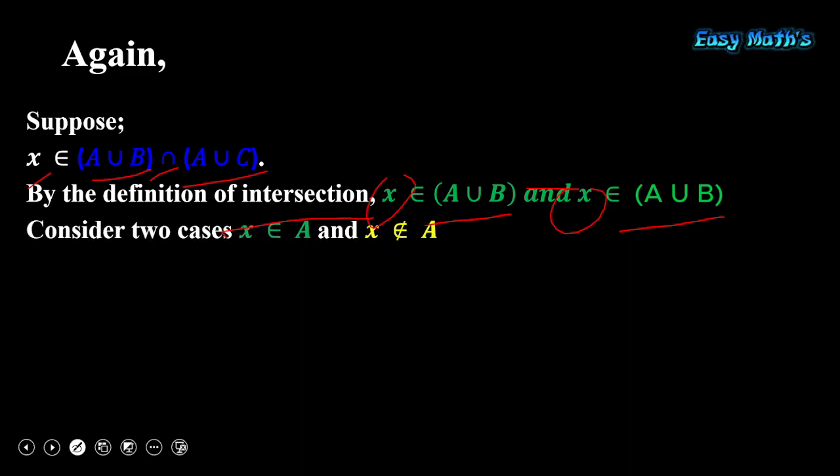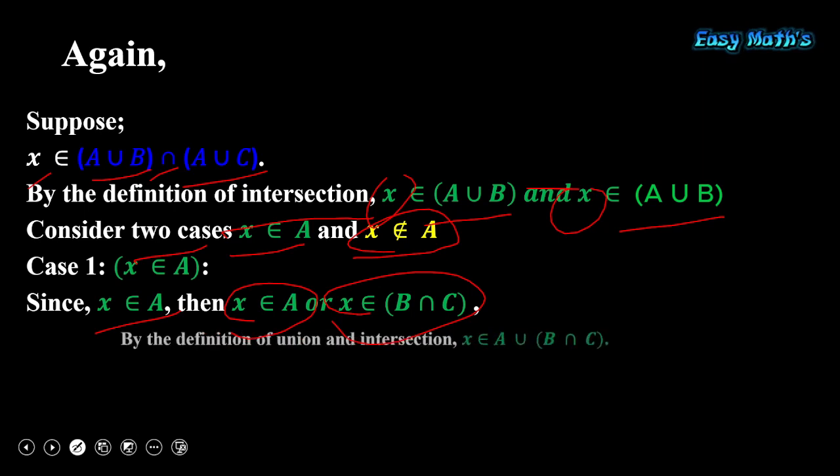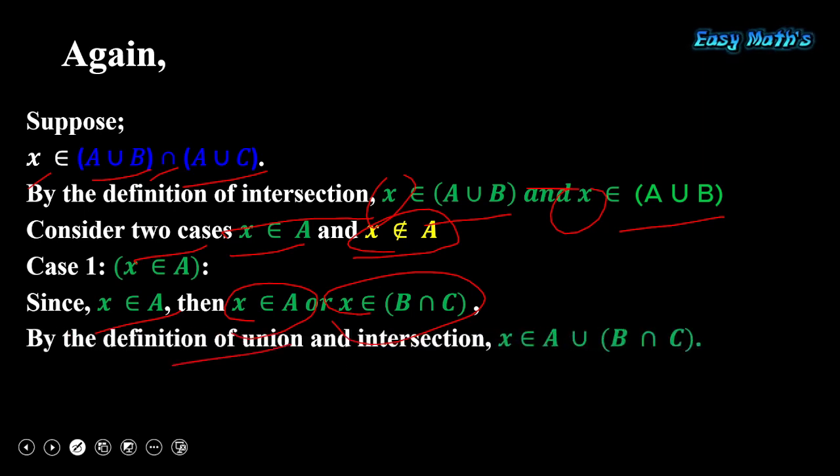So here also we consider two cases: either x belongs to A or x does not belong to A. Now the first case, x belongs to A. Then x belongs to A or x belongs to B intersection C. By the definition of union and intersection, we can directly say that x belongs to A union (B intersection C). So from the first case we have this conclusion.